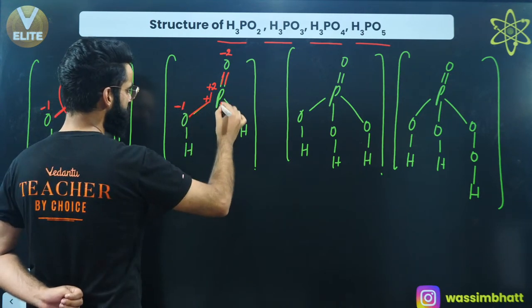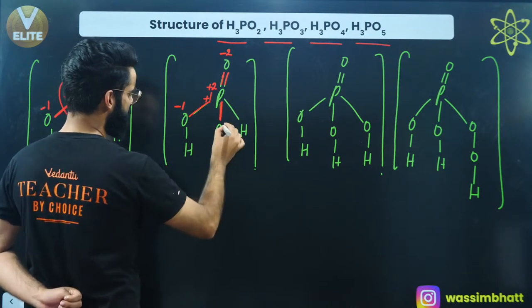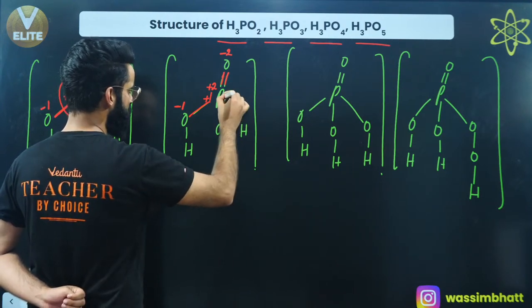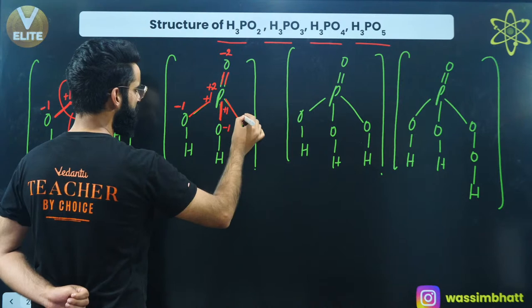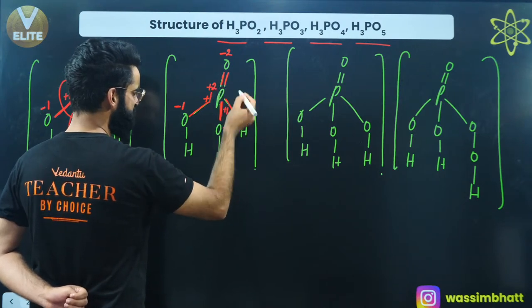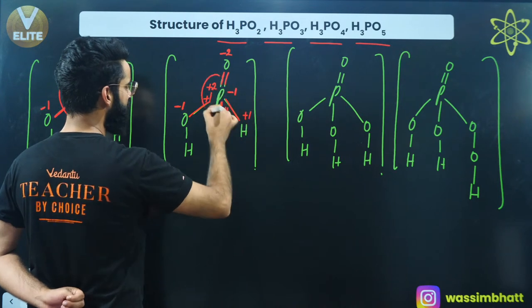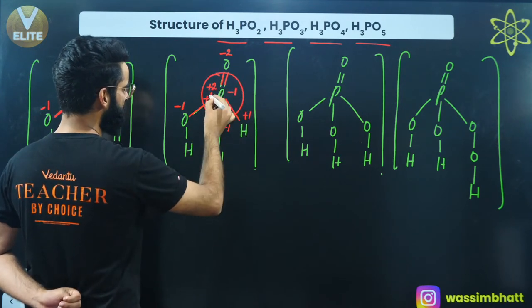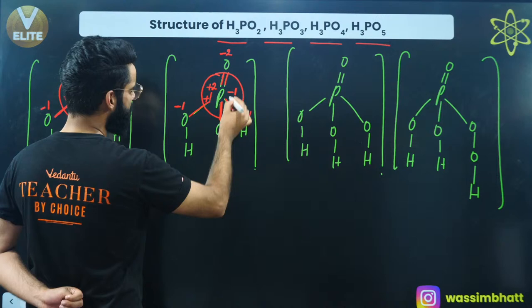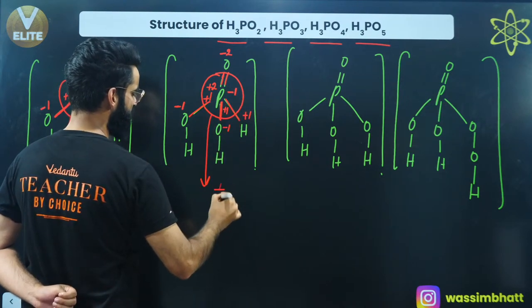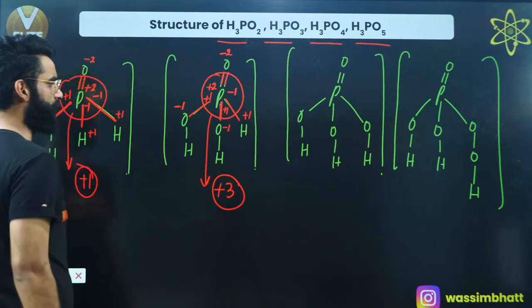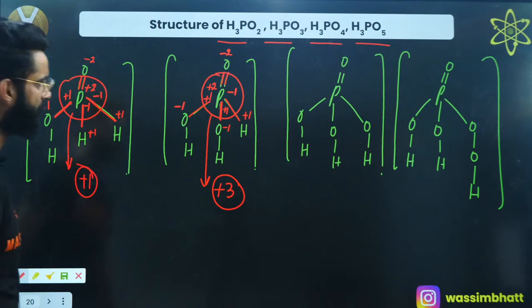If you look at this single bond between phosphorus and oxygen, it's going to be minus 1, this is going to be plus 1. Talk about this single bond, phosphorus is more electronegative than hydrogen, so phosphorus will have minus 1, hydrogen will have plus 1. Now look at the net charge present on this. Plus 2 plus 1 plus 1 is plus 4, plus 4 minus 1 is plus 3. So plus 3 is the oxidation state of phosphorus in case of your H3PO3, right?